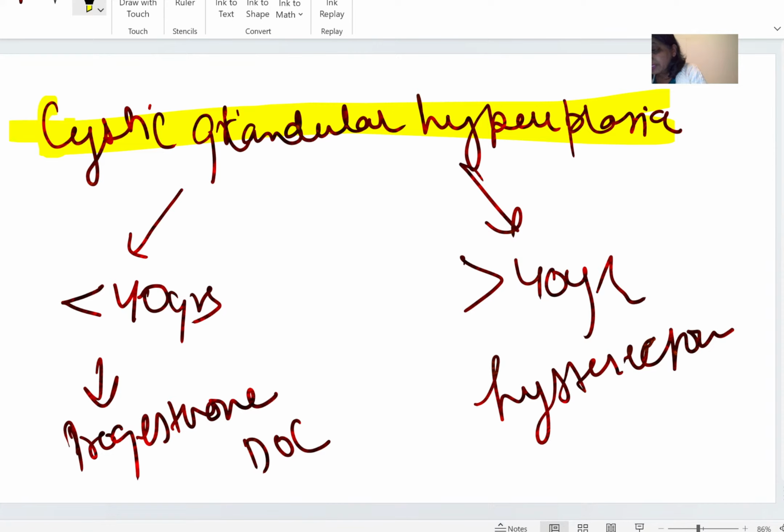Let's take question number 7. Question number 7 has been taken. Let's take question number 13 and 19. 13.